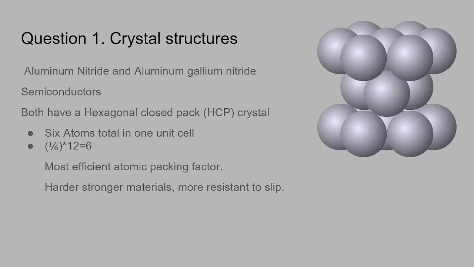Alright, and for our semiconductors, we did aluminum nitride and aluminum gallium nitride. Both have a hexagonal close-packed structure, HCP. There are 6 atoms total in one unit cell, so that's 1/6 of an atom times 12 equals 6. It has the most efficient atomic packing factor, meant for harder and stronger materials, more resistant to slip.